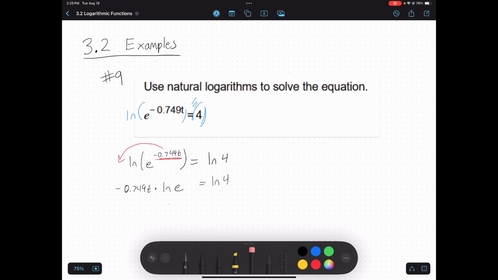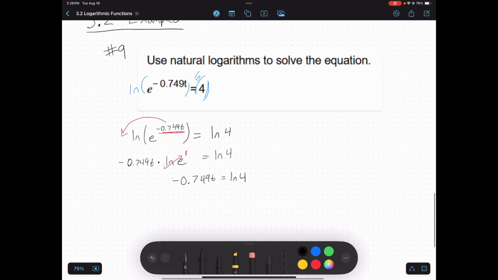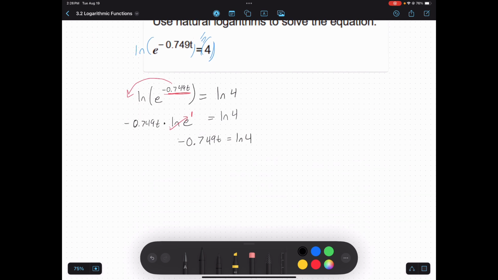And then what's the natural log of e? What's log base e of e? That's just 1, because e to the first power will give you e. And so you'll notice we're left with the same thing. Negative 0.749t equals natural log of 4. And then from here, you can just solve for t by dividing, and you can plug that into your Pearson.